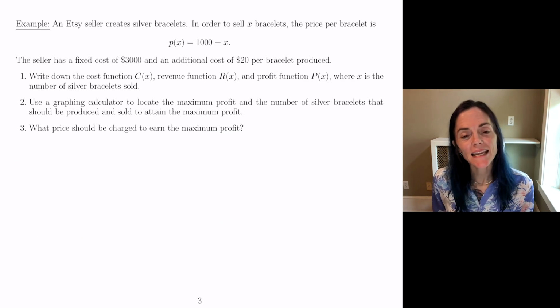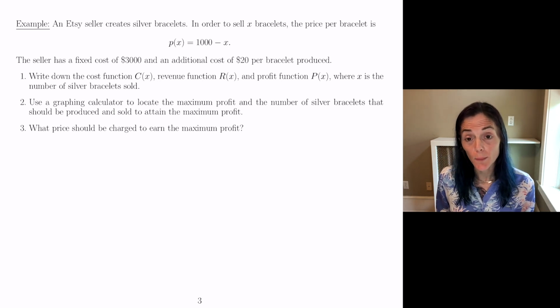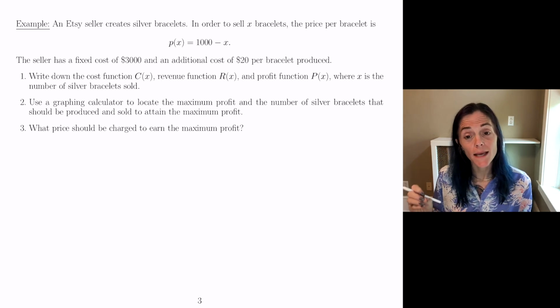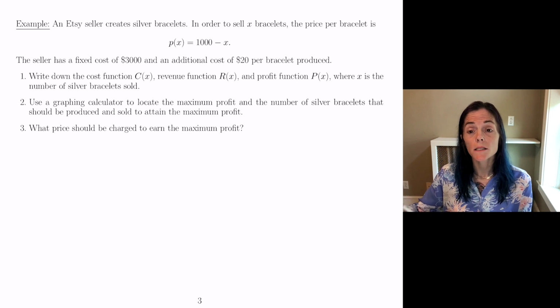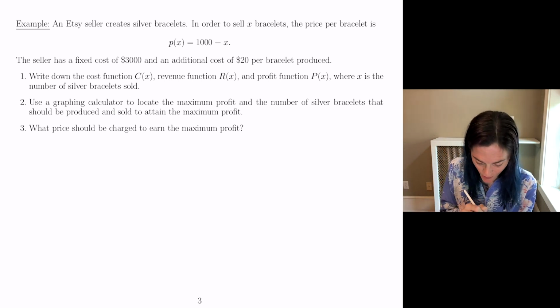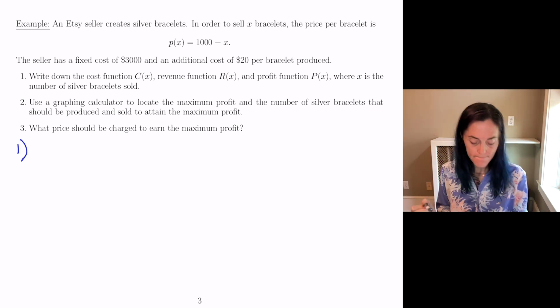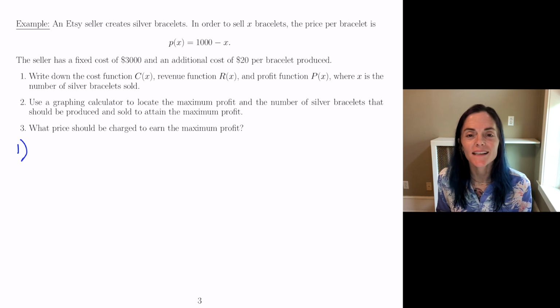Wonderful. My second example has 3 parts. We have an Etsy seller that creates silver bracelets. In order to sell x bracelets, the price per bracelet is given here, 1,000 minus x. Now, the seller has a fixed cost of $3,000 and an additional cost of $20 per bracelet. The first thing we want to do is write down the cost function, revenue function, and profit function.